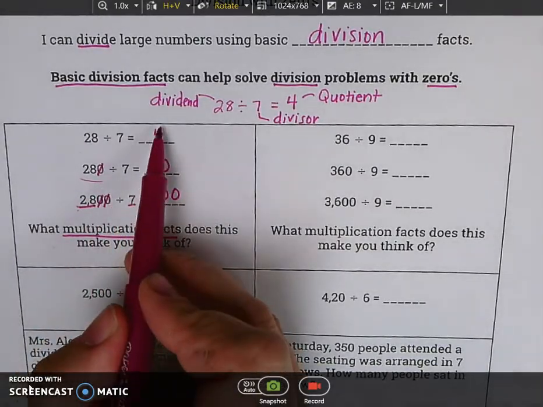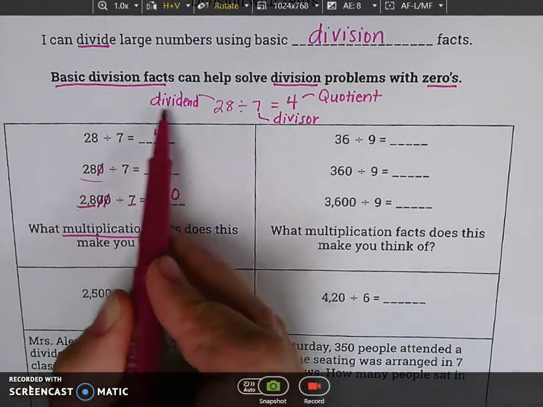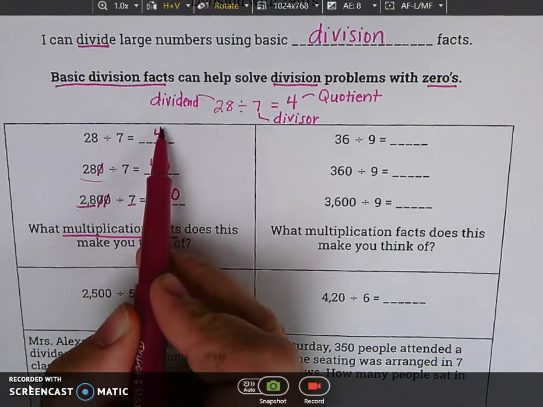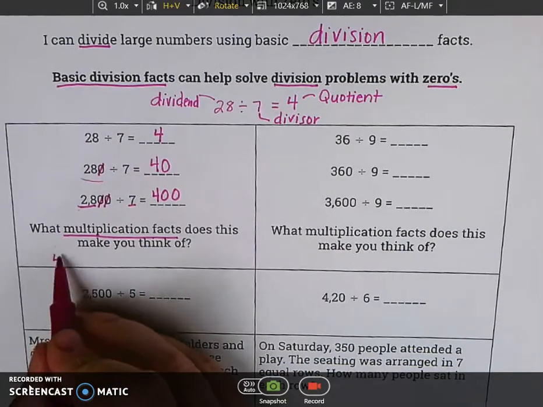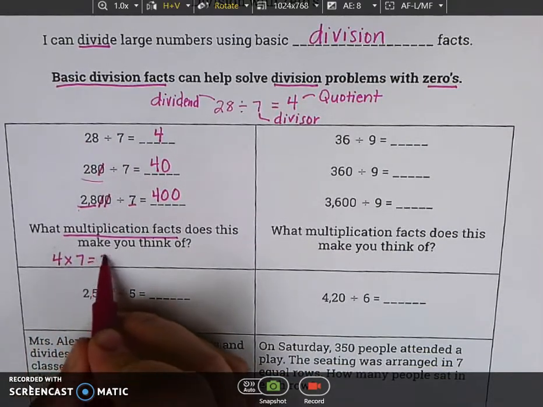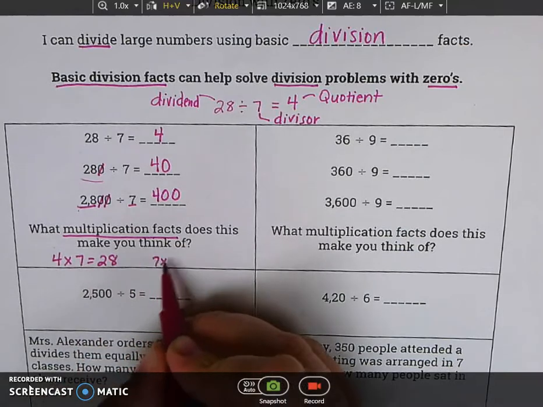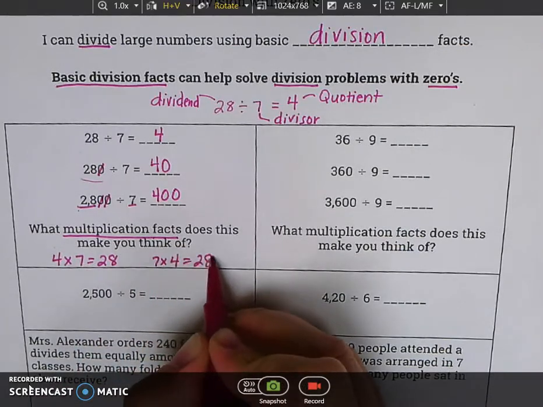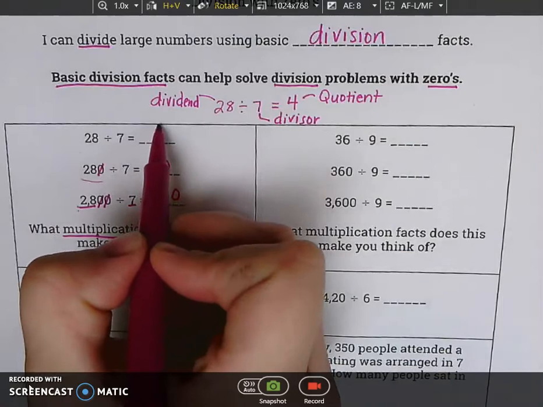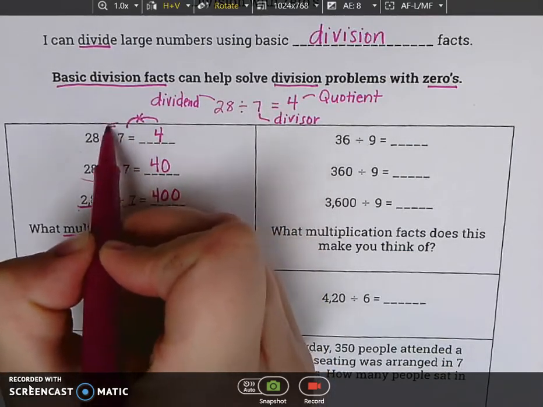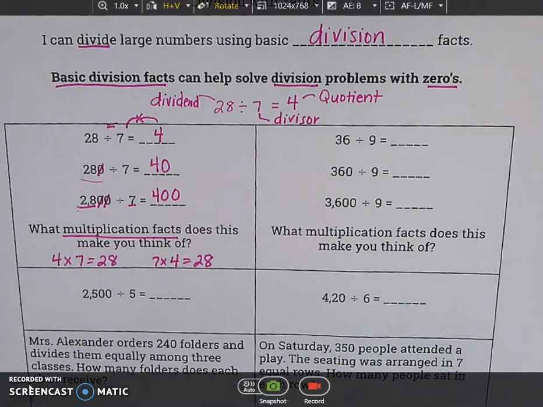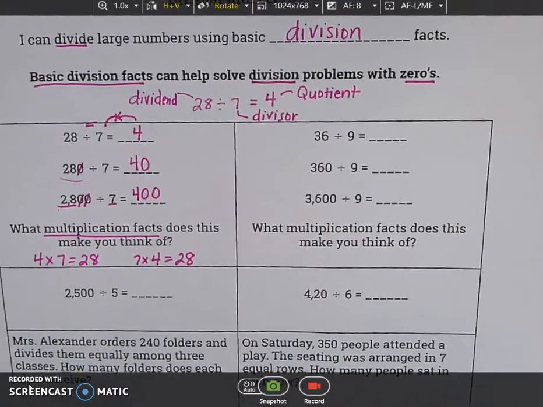So what multiplication facts does this make you think of? Well, since division is the opposite of multiplication, you should think, well, 4 times 7 equals 28. So that would be the division fact, or 7 times 4 equals 28. Either of those. So this number times this number equals that 28. So 4 times 7 equals that 28.